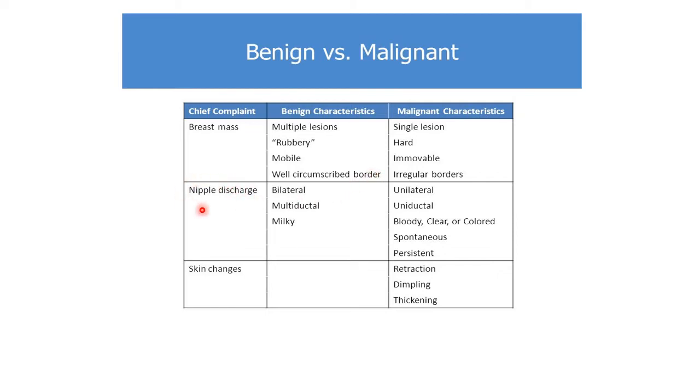Next, we look at the nipple discharge. In benign cases, they tend to be bilateral, multiductal, and milky in nature. Whereas in malignant cases, it is usually unilateral, uniductal, bloody, spontaneous, and persistent. Skin changes, usually benign, there are no skin changes, whereas in malignant lesions, there's retraction, dimpling, and thickening of the skin over the lump.